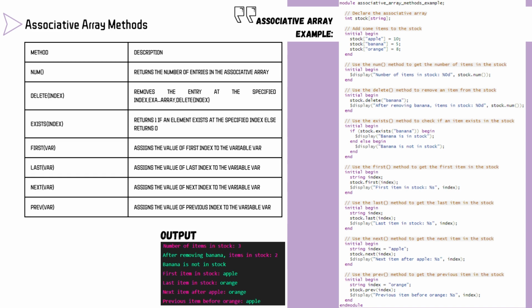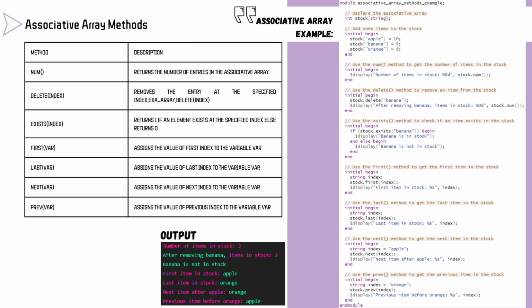Let's take a look at the code. This code demonstrates the use of associative array methods in SystemVerilog. An associative array is a collection of key-value pairs, where each key is unique and maps to a corresponding value. SystemVerilog provides several built-in methods that allow us to manipulate associative arrays. Let's go through the code step by step to understand how each method is being used.